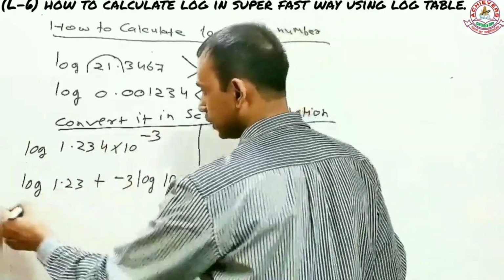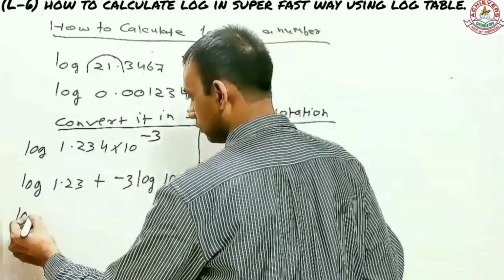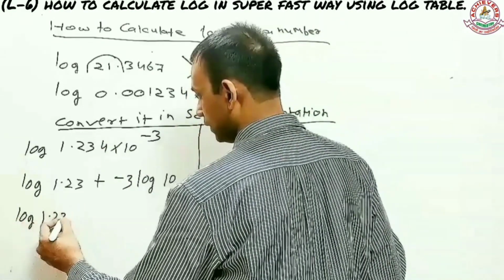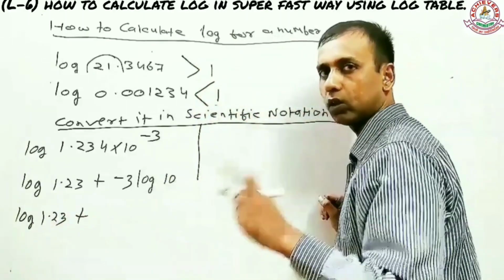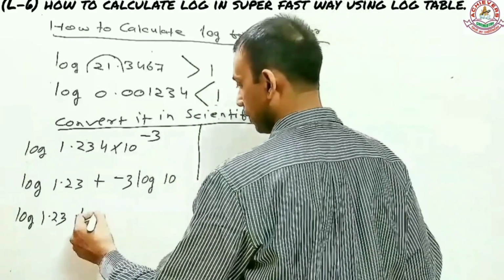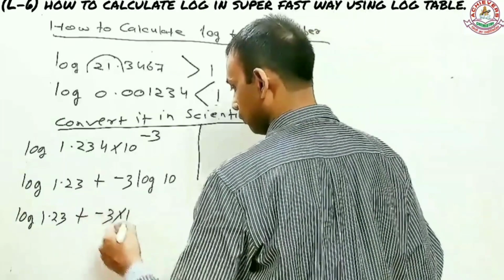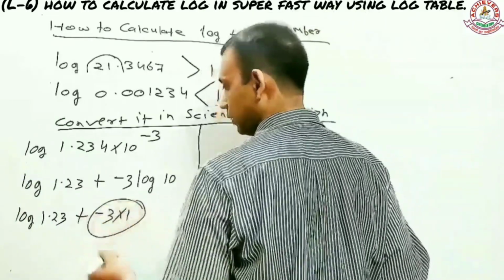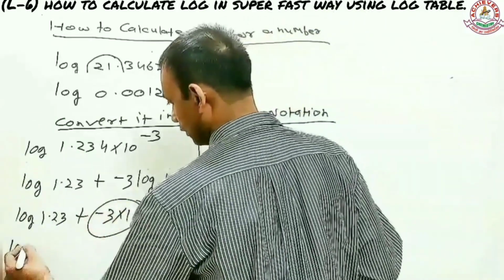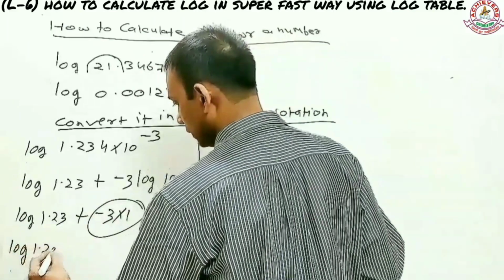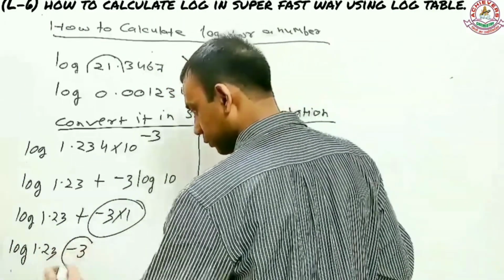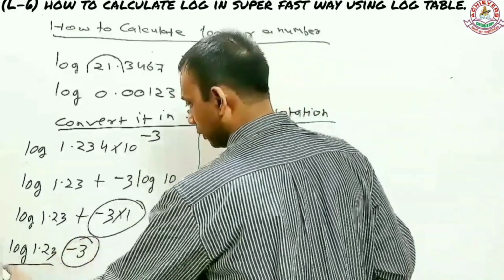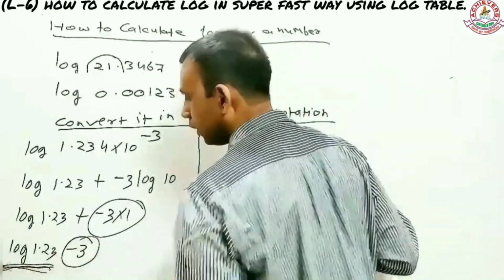So what I'll be doing is finding out log 1.23 plus, you need to understand that log 10 is equal to 1. Log 10 is equal to 1. So this becomes minus 3 into 1. This is what is coming out. So finally, it's log 1.23 and this is going to be minus 3, right? So we need to find out the log of 1.23.